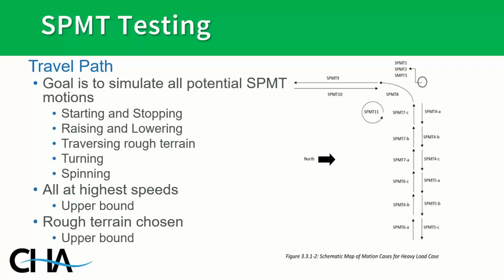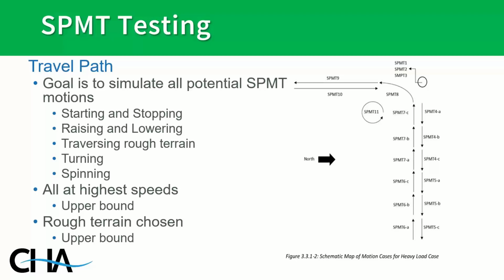As far as the testing, the SPMT that I showed you before was run through a series of maneuvers. The first 3 were lifting the trailer up and down, the transporter up and down. The next 12 were horizontal start and stops at maximum speed. Maneuver number 8 was a turning maneuver. Maneuver 9 and 10 were traversing rough terrain at high speed. And maneuver 11 was a carousel or rotation maneuver. All these were done at the maximum speed the SPMT could accomplish.